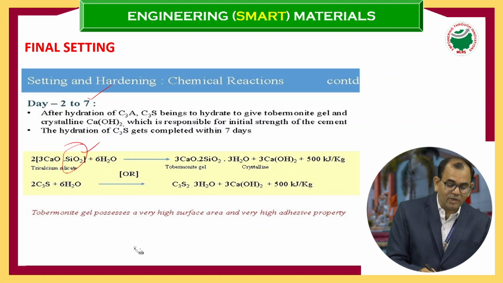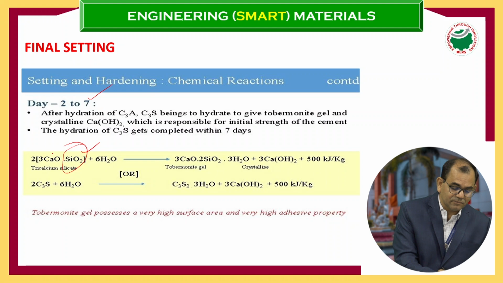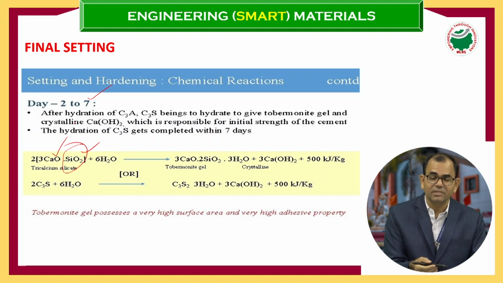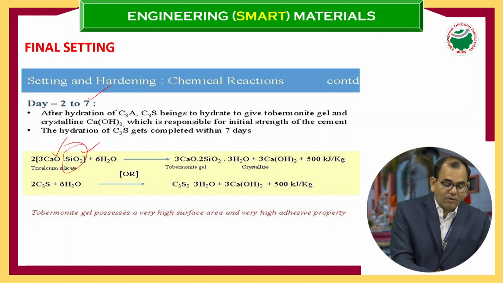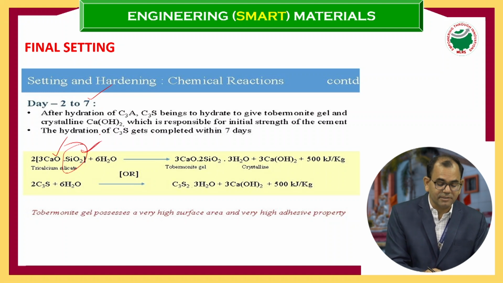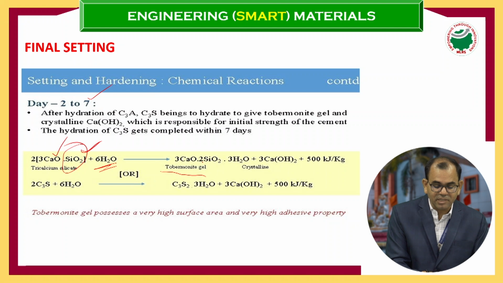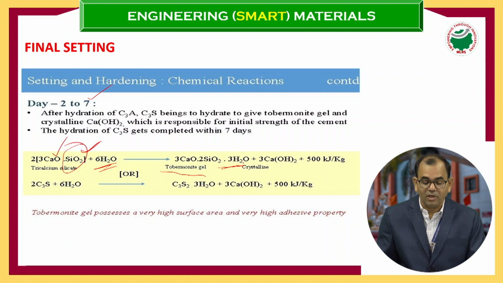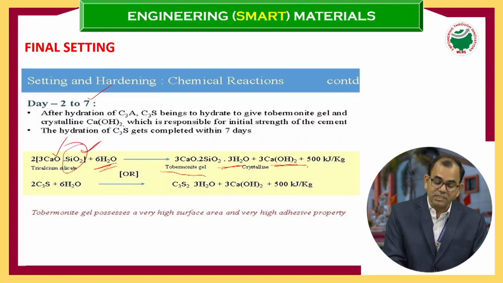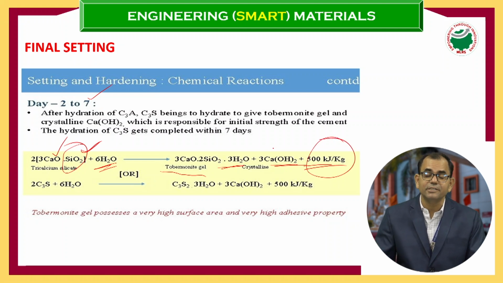So day 2 to 7, what is happening? Whatever lime cement is there in our constructed wall or bridge, with the help of the included sand and added water, it is forming tobermorite. Tobermorite is nothing but calcium oxide and silica with how many molecules of water? 3 molecules. And what is the byproduct? Calcium hydroxide is the byproduct. And how much energy is released? 500 kilojoules per kg energy is released. Again, this is also an exothermic reaction, heat release.